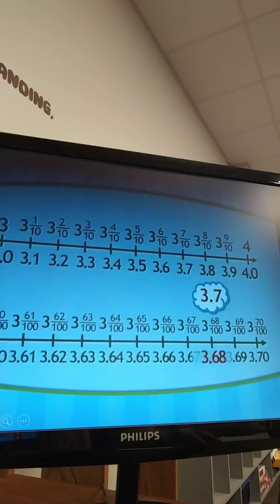3.68 would round to 7 because when we look at that 8, it is more than 5. Therefore, this number here in the tenths position would rise to 7. And you can see also on the number line that it's closer to that.